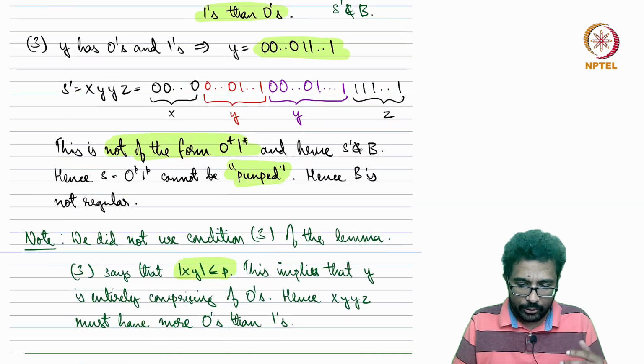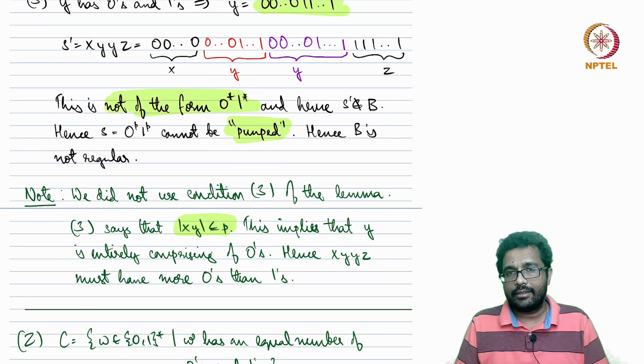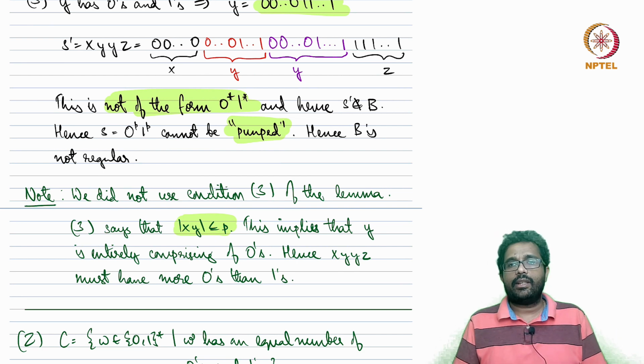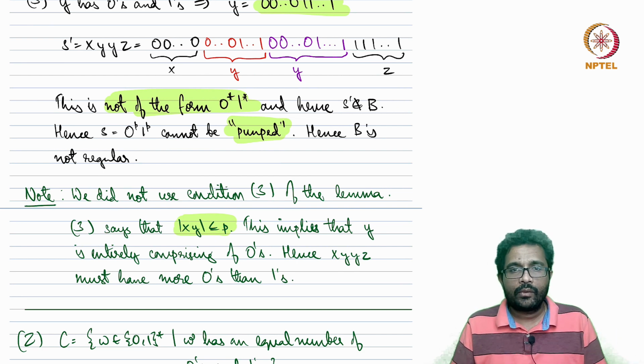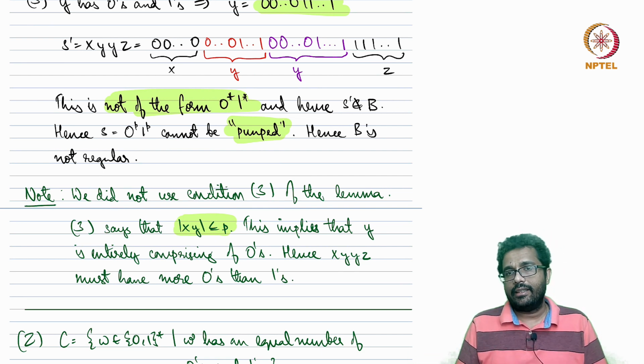So, if you use condition 3, we get a different chain of reasoning, but still we end up with the same inference: we cannot split the string as x, y, z satisfying the 3 conditions.